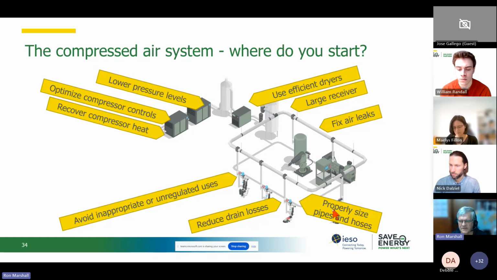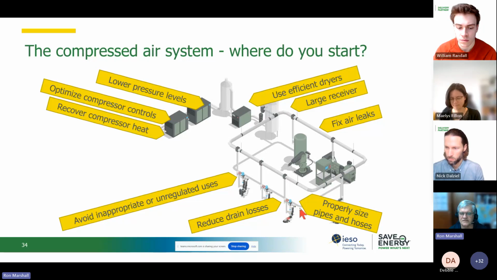Fix air leaks, properly size pipes and hoses to get rid of pressure loss. We call it in the industry the dirty 30, right? The last 30 feet of pipe is usually where the biggest pressure loss is, right? And if you don't address that pressure loss right at the end use, what happens is the compressors must run at a higher pressure, right? And they waste energy. Avoid inappropriate and unregulated uses, right?